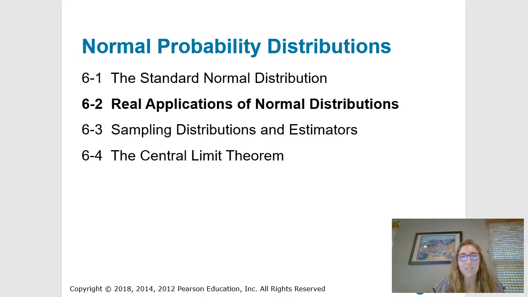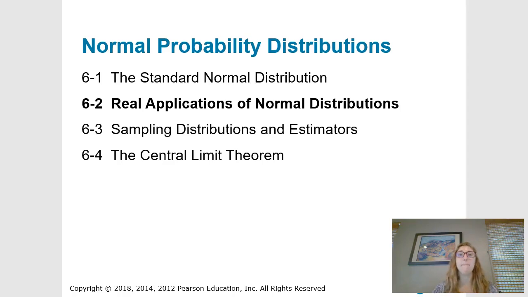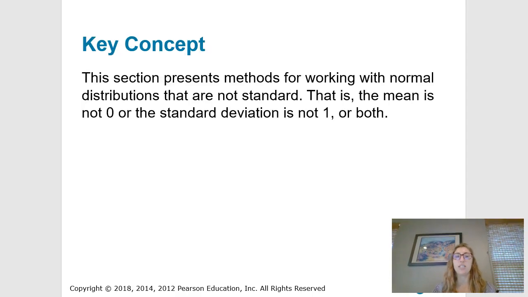Alrighty guys, welcome to 6.2. So 6.2 is pretty short. We are doing the exact same thing we did in 6.1. The only difference here is that we are no longer using a standard normal distribution. We're just using the general normal distribution. That means that we are going to have different means and different standard deviations. We're not going to have just a mean of 0 or a standard deviation of 1 anymore. But we're still doing the same thing. We're still finding either our areas and probabilities, or we're finding those data values, right?